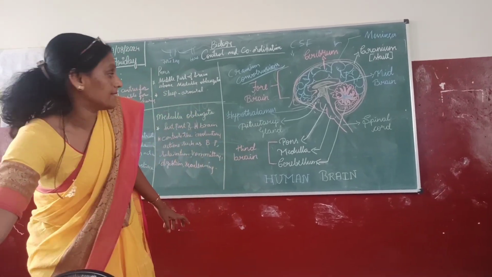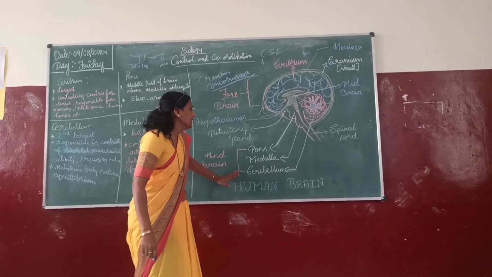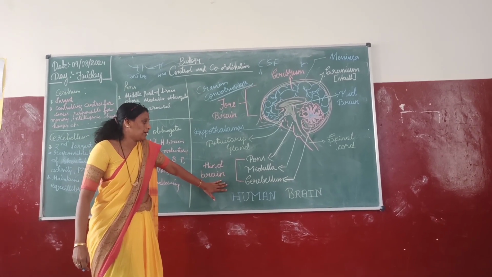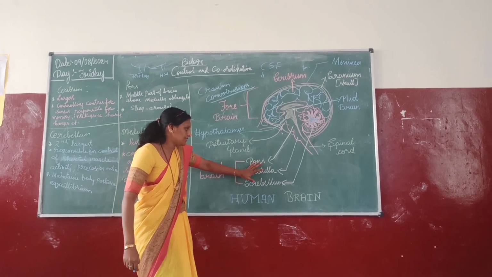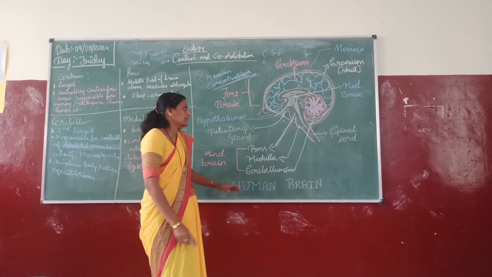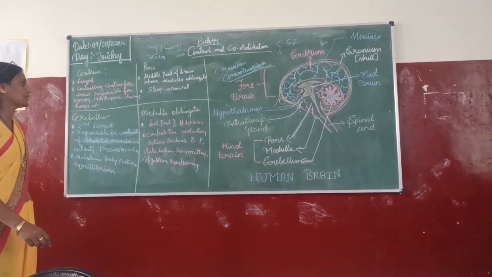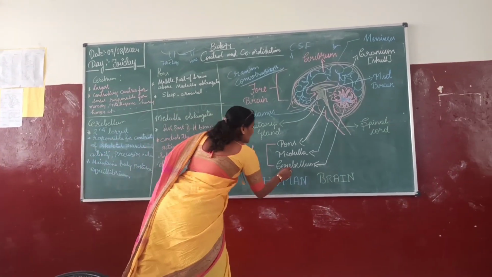Now, let us discuss the hindbrain. This hindbrain, children, can be divided into three parts: pons, medulla and cerebellum. You can observe the pons here. Before going to pons, children, let us study this cerebellum.